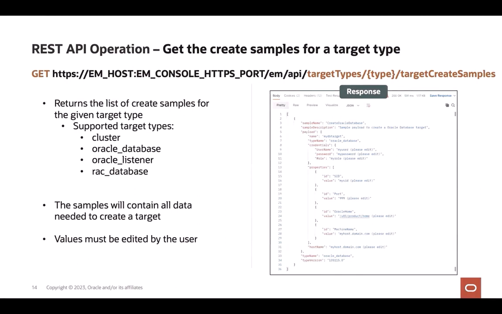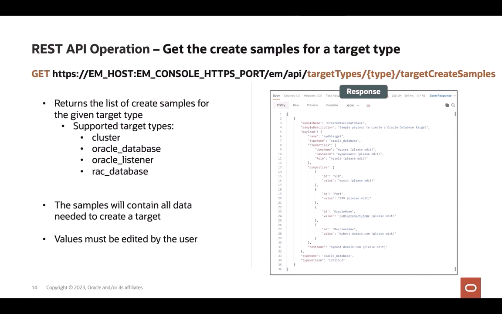With EM REST APIs, there is an operation to get the create sample payloads for a target type, which we will need in order to create the database instance target. The API is a get operation and has a URI path of EM API, target types, type, and target create samples. To get the correct sample, we could additionally add query parameters which specify the agent which will host a new target, or specify the target ID of an existing target, or finally, you could specify the name of an existing target of that type.